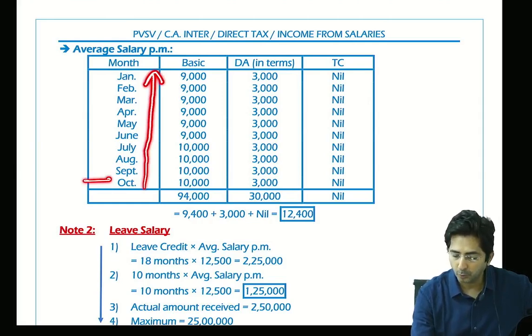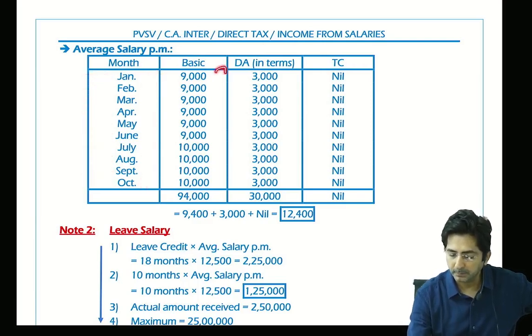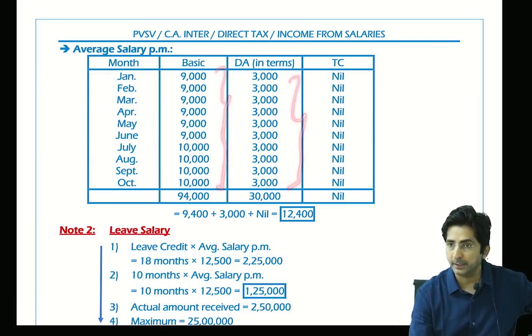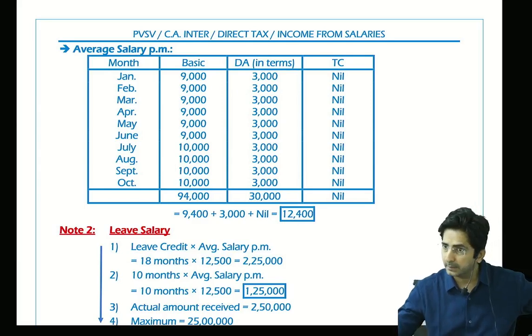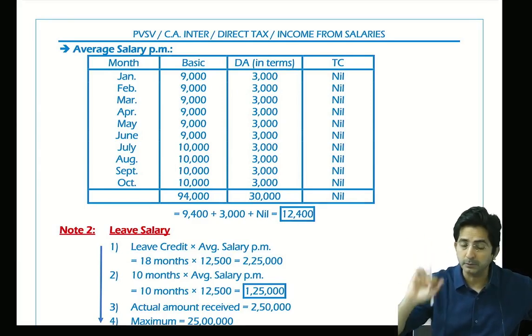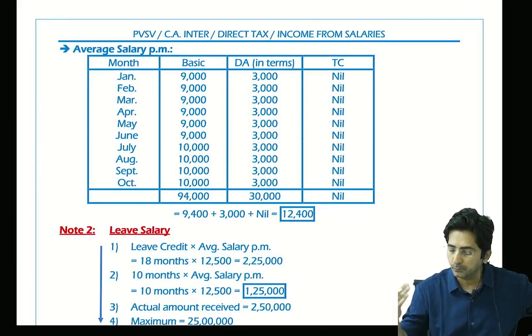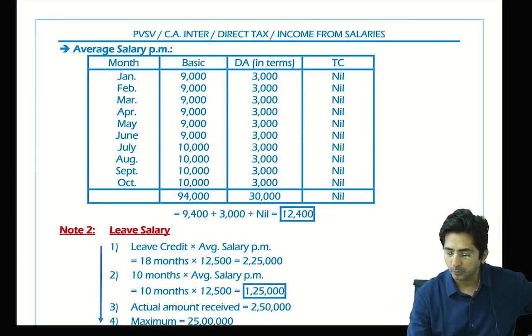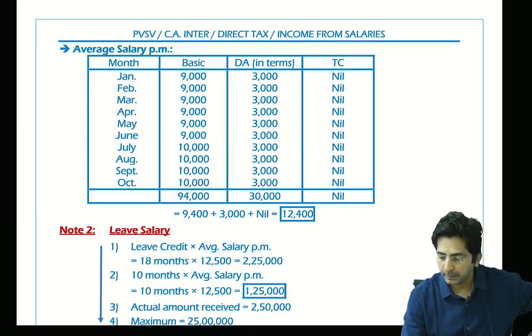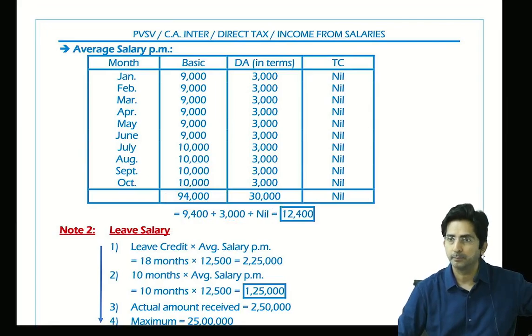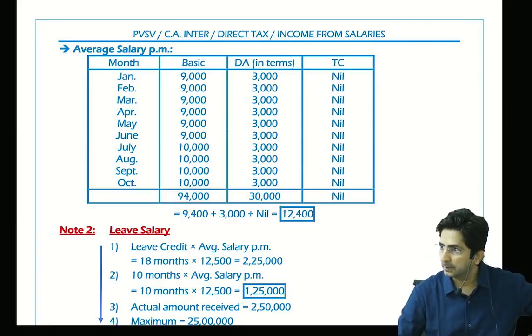Okay. October, September, August, this way you have to count. How many months? 10 months. And then this is the basic salary of various months. Then dearness allowance also I have taken because it is in the formula. Turnover commission was not in the formula. So accordingly, the average of basic comes to 9,400. Average of DA comes to 3,000. And total comes to 12,400. I hope you got this answer.